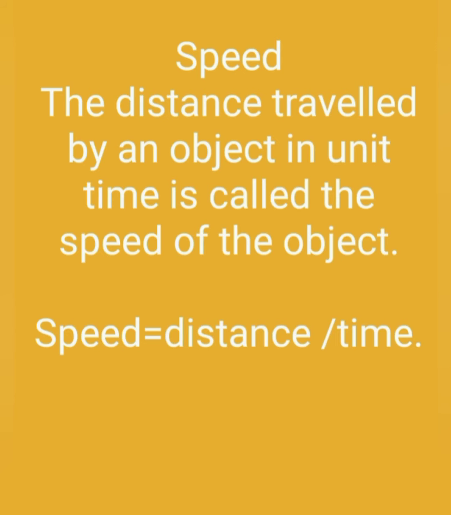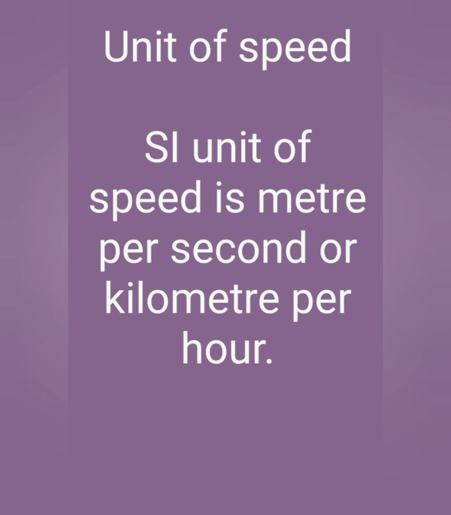Now the next topic is speed. What is speed? The distance traveled by an object in unit time is called the speed of the object. So speed is equal to distance upon time. The SI unit of speed is meter per second. A larger unit of speed is kilometer per hour. Speed is a scalar quantity. It requires only magnitude, not direction.